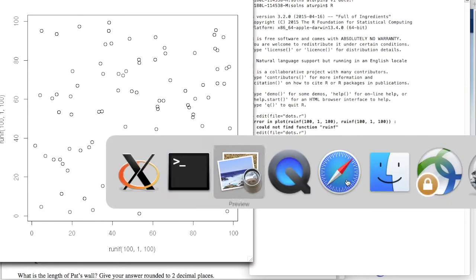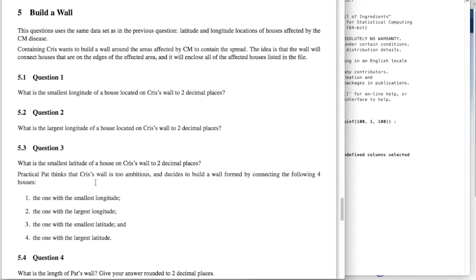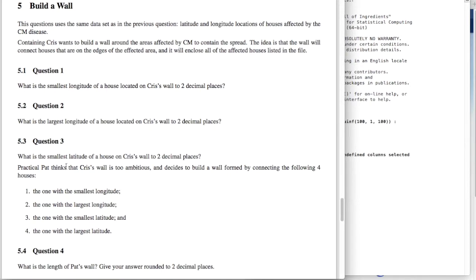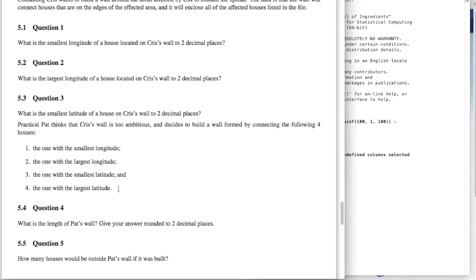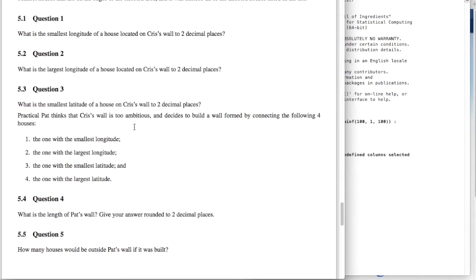Now the interesting bit. So the smallest latitude. What's the smallest latitude? That's not an interesting bit. That's the minimum of column 1. Hooray. So, Practical Pat thinks that Chris's wall is too ambitious and wants to build a wall by connecting the following 4 houses. Smallest longitude, largest longitude, smallest latitude, and largest latitude.